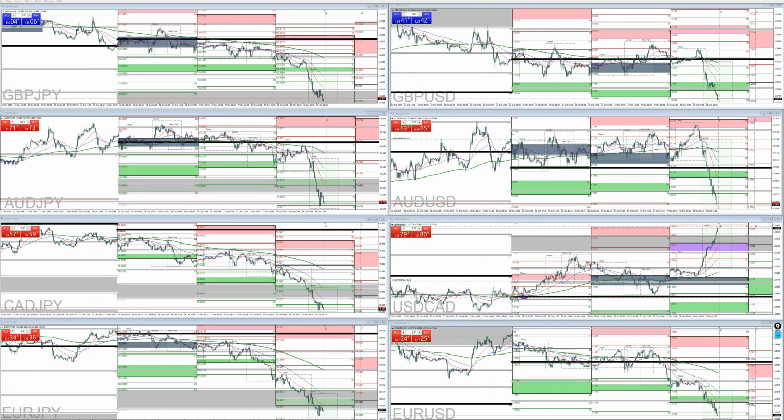All right, it's 5:34 a.m. So we're 34 minutes into the New York session, and our CAD is coming right up to the R3. So perfectly executed on that one, and I will bring you an update once we hit target.